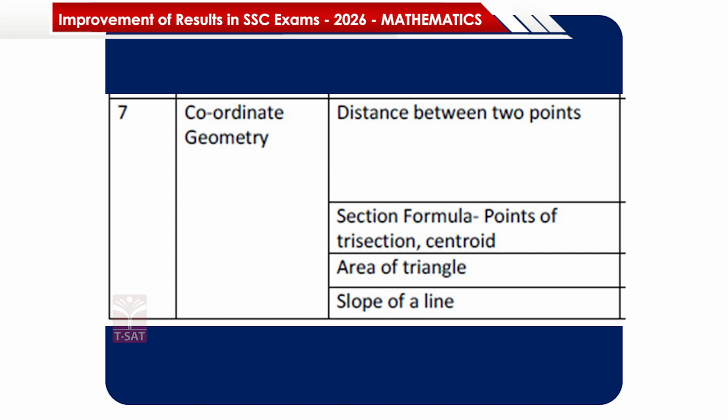This section formula is one of the interesting things, because from it we get points of trisection, centroid, and midpoint. Several concepts are linked with this, along with finding the area of a triangle and the slope of a line. So these are some of the concepts from the chapter coordinate geometry.